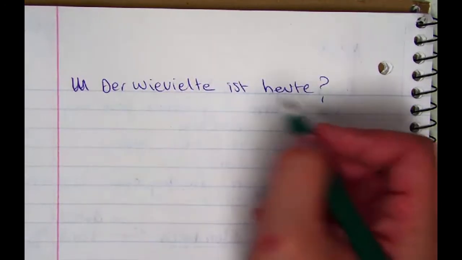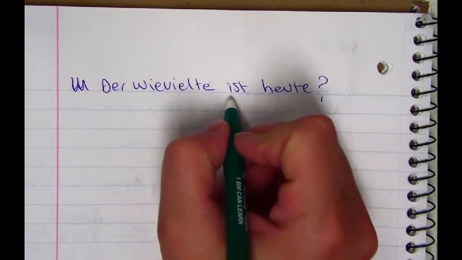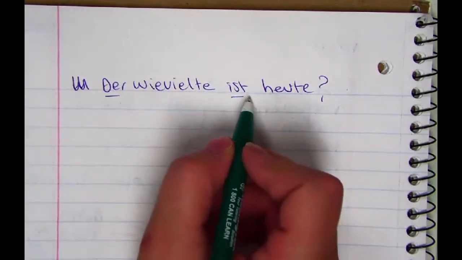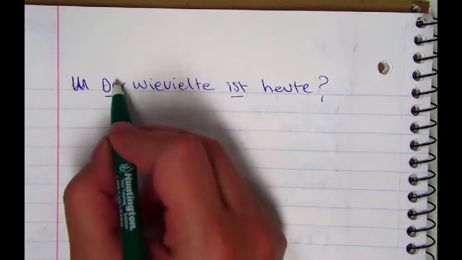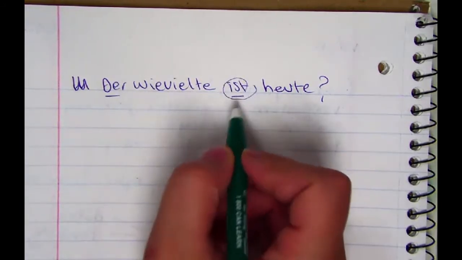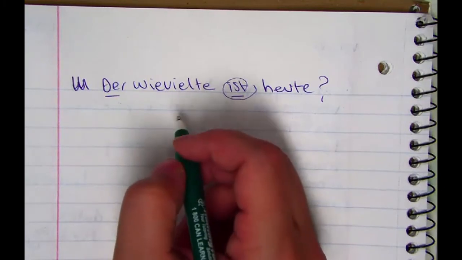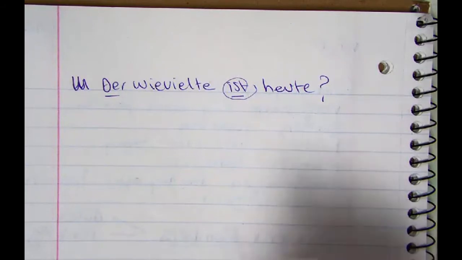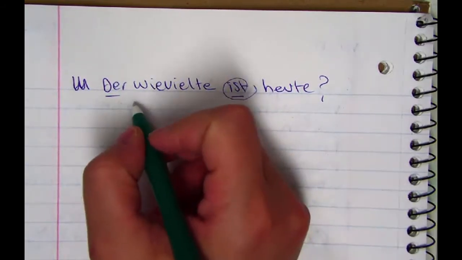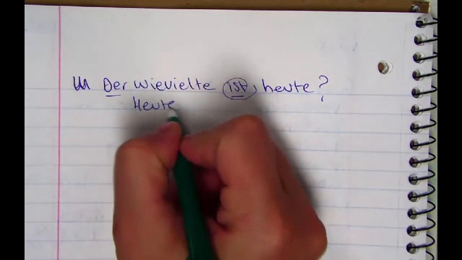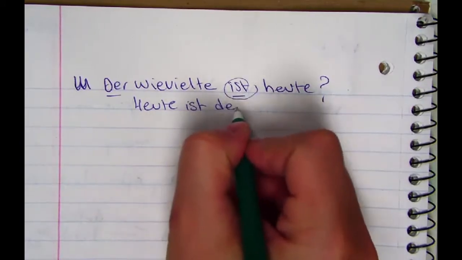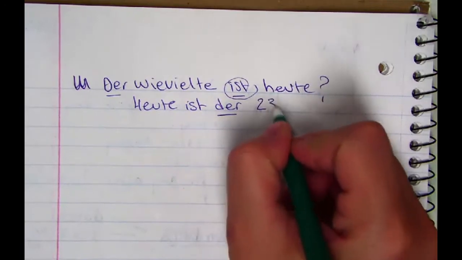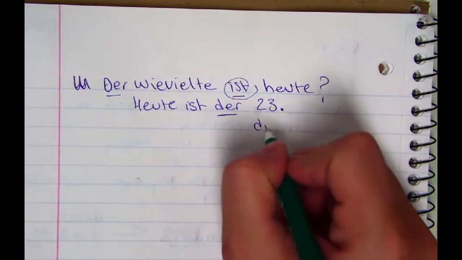Der wievielte ist heute? Now, this is using, first of all, der, and second of all, ist. So when you're answering, you're going to stick to the nominative case. Now, I don't want you to get super confused. There's only two groups of endings because all of the months have the exact same gender. So that makes it super easy. So when you're answering, you would say, heute ist der. So you're going to repeat that little word from the front. And then you're going to say 23. So I'm going to write it out for you as well.